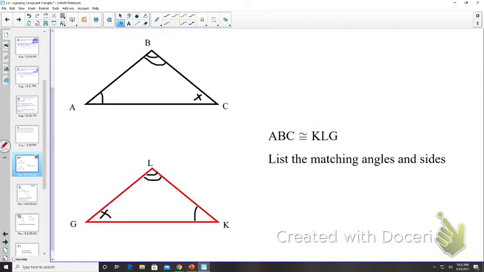So here are two triangles. Okay? List the matching angles and sides. So anytime you have a double line or a single line or an X, we would consider those to be the same. Okay? So let's start with ABC. Okay, this is our proving stuff. So we'll start with angle ABC. And what angle is angle ABC equal to in the second triangle?